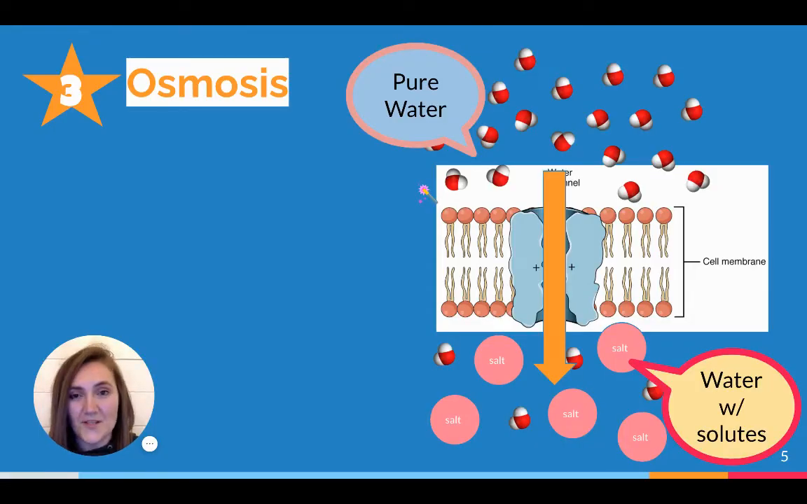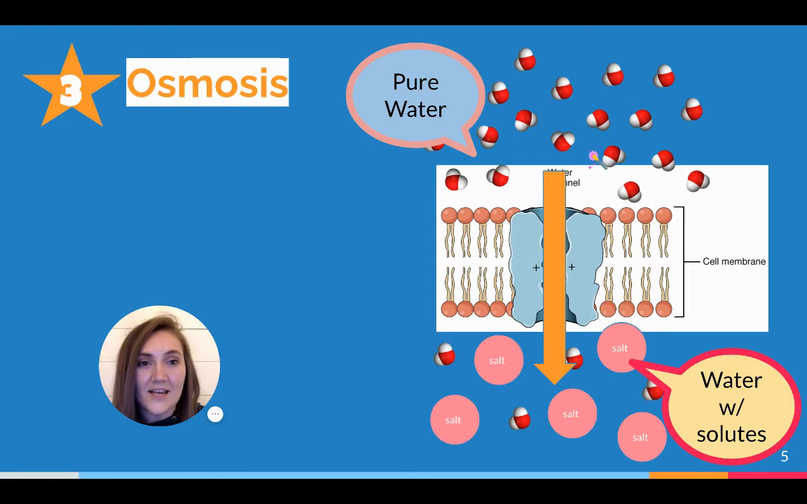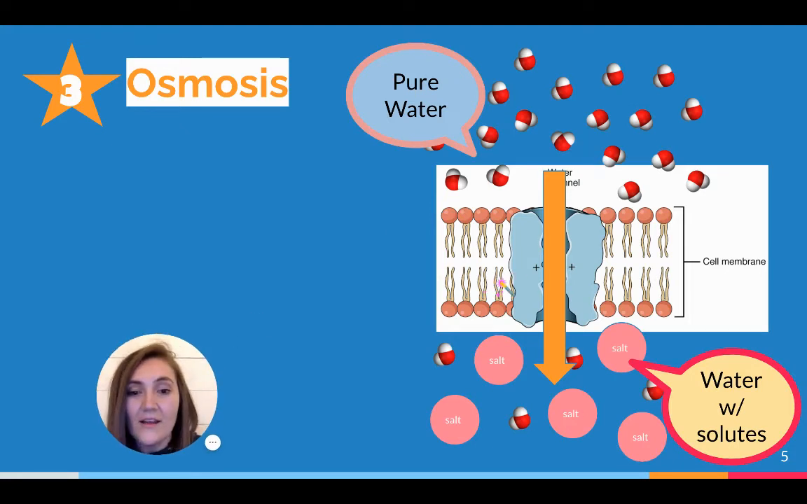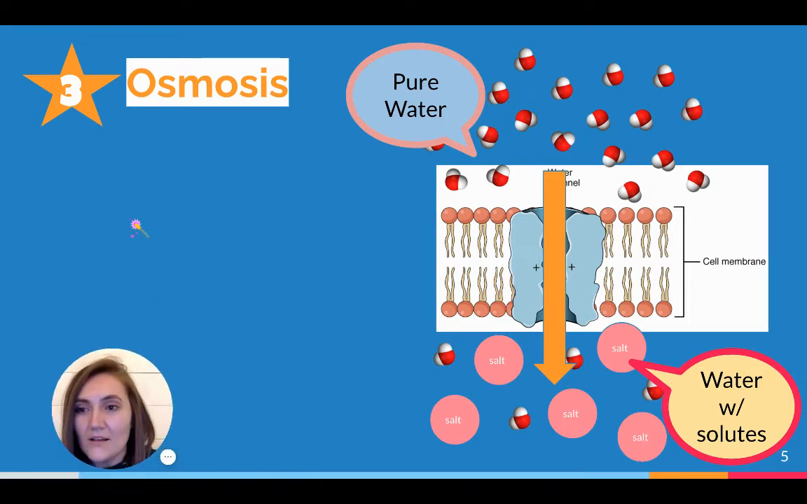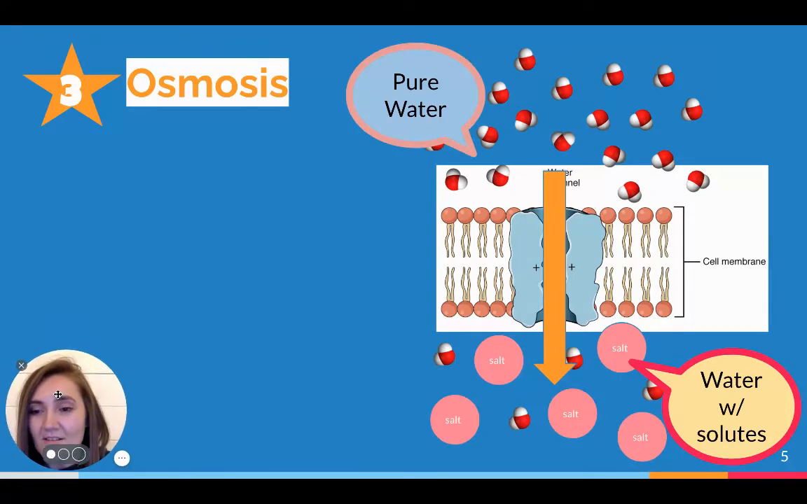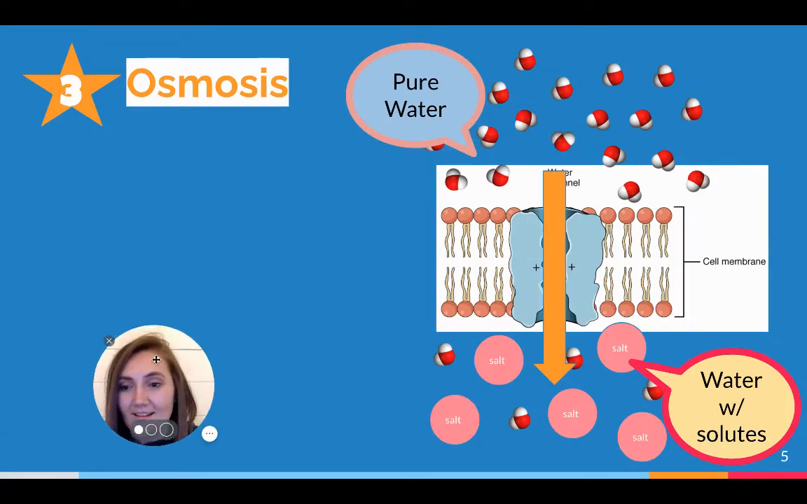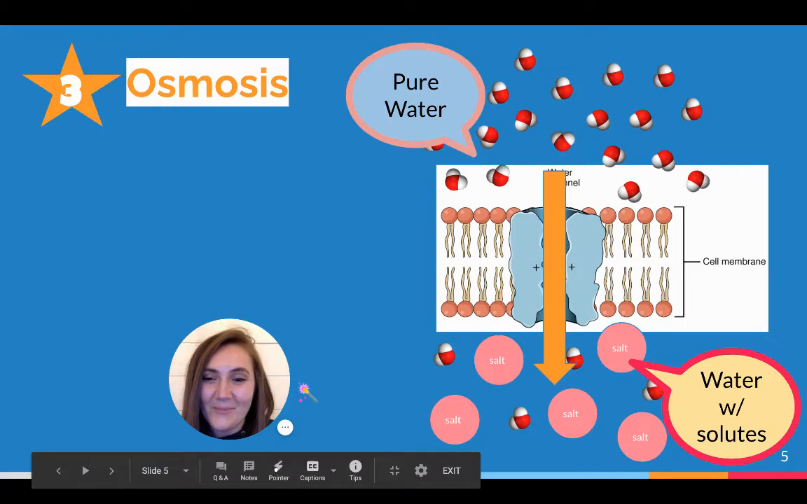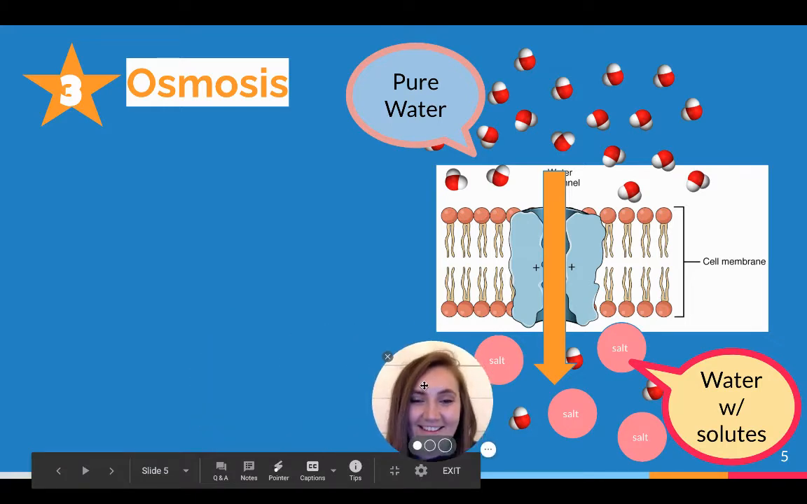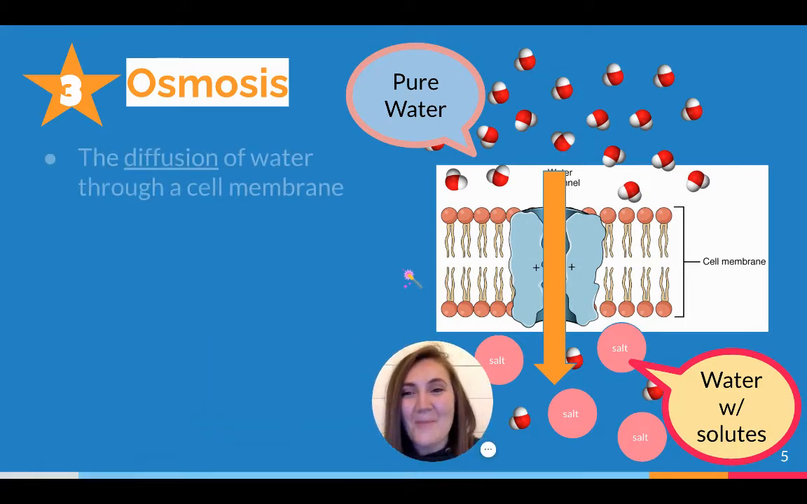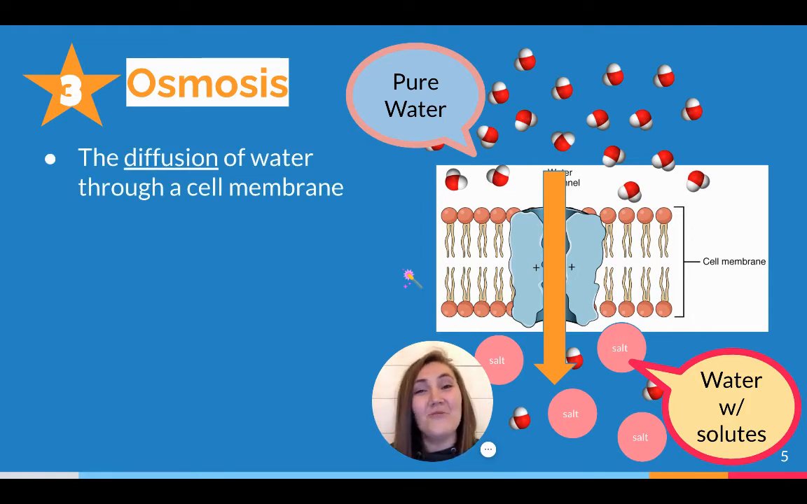So what is osmosis? Osmosis, again, is a type of passive transport. Passive transport is the diffusion of water through a cell membrane. So again, we're moving from high to low concentration gradients.